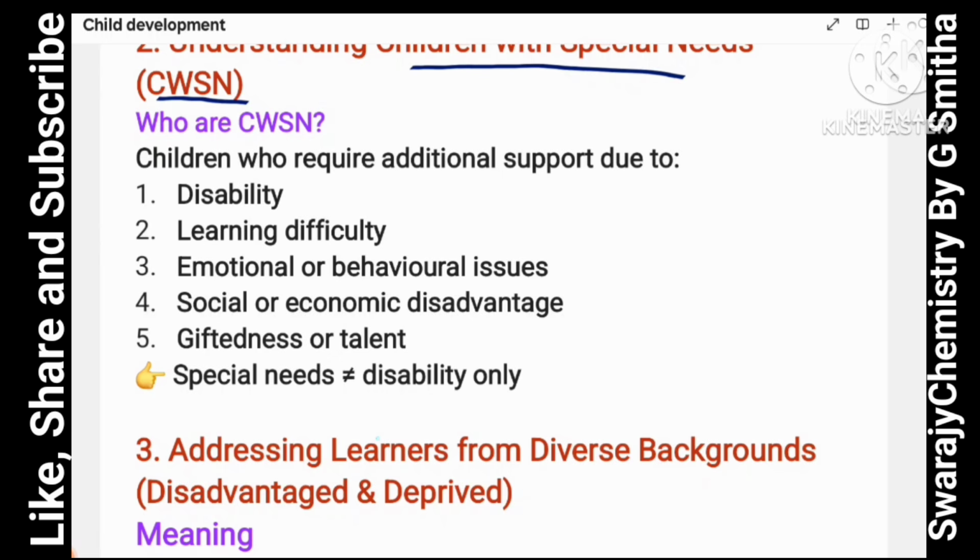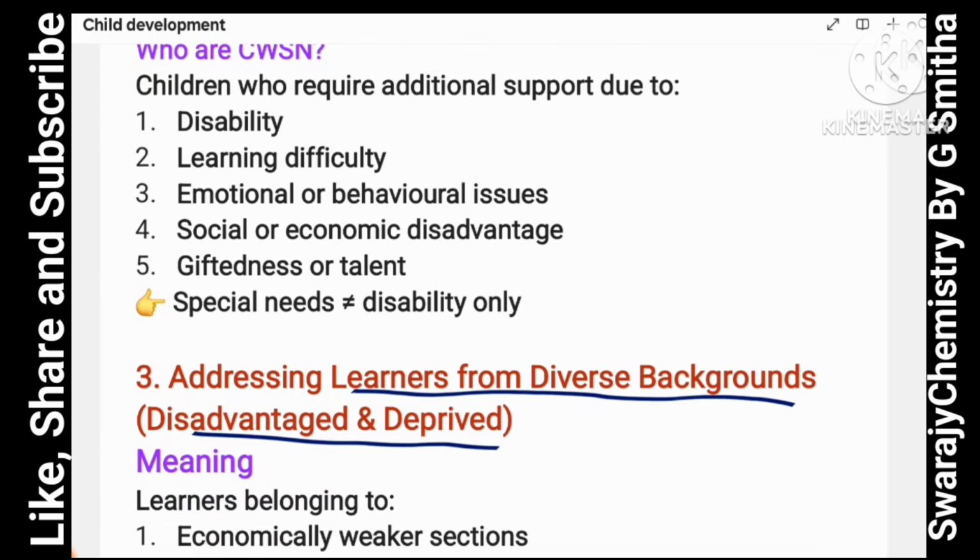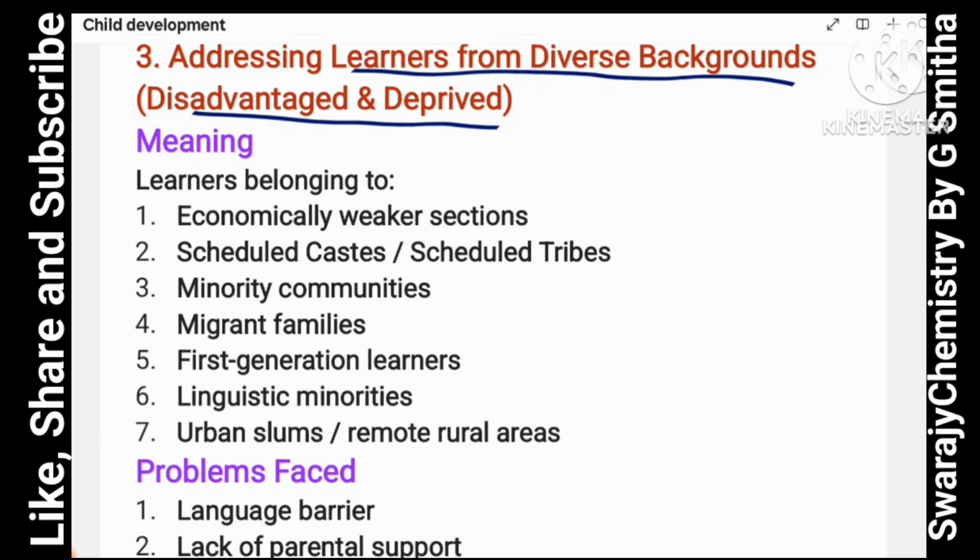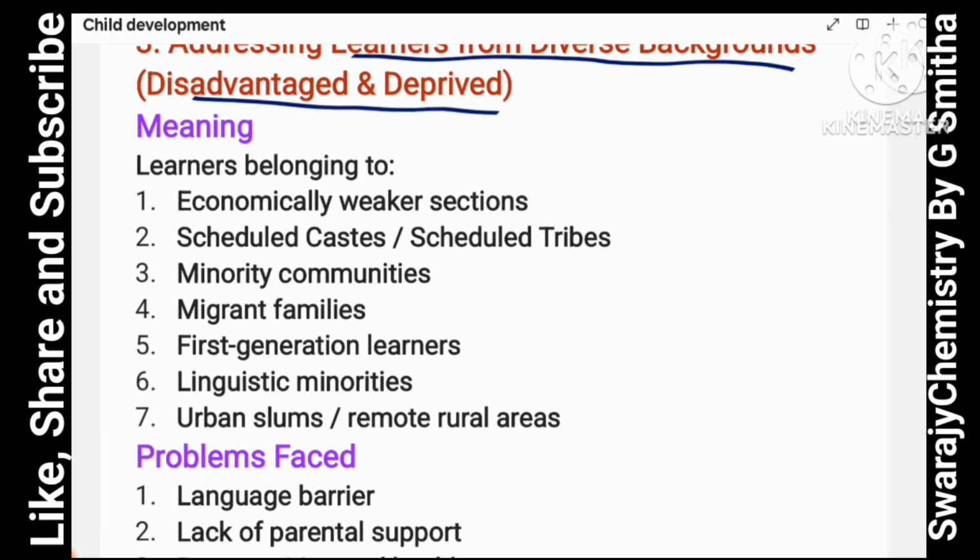Our next concept is learners from diverse backgrounds. Diverse backgrounds means disadvantaged and deprived backgrounds. Some children come from disadvantaged backgrounds such as economically weaker sections, SC or ST communities, minority communities, migrant families, first generation learners, linguistic minorities, urban slums or remote rural areas. Let us understand their problems one by one.